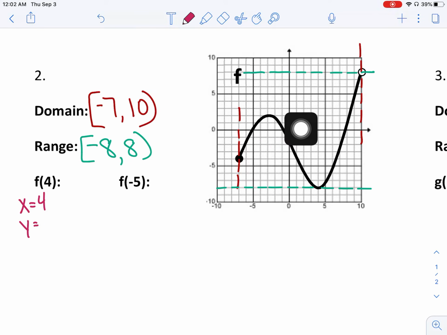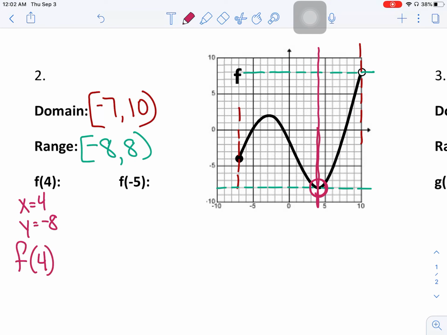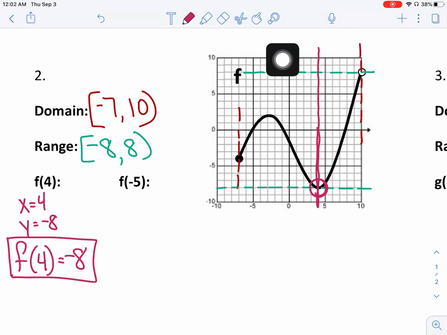I'm going to find my curve. So a couple things you could do. You could absolutely just draw a solid line. X equals 4 is a vertical line here. And wherever that vertical line hits the graph, that's the value I'm looking for. Basically, I'm looking for this point right here. What is that y value? Well, that y value is -8. So you would tell me f of 4 equals -8. You don't need to write the x equals 4 and y equals -8. This is just reminding you what the ask is.